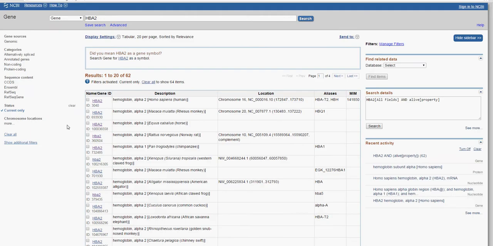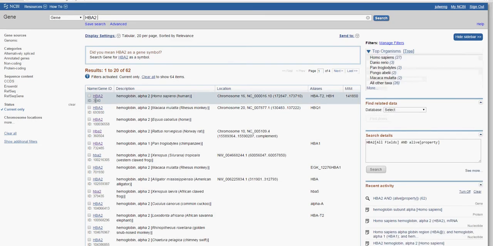Go search. Because we're looking for humans, we want the first search result, which indicates that this gene information is for human.